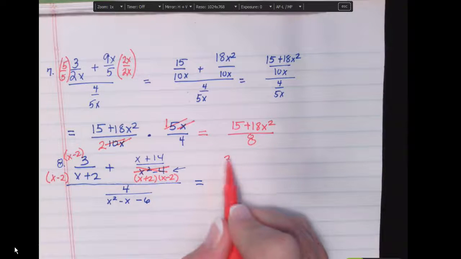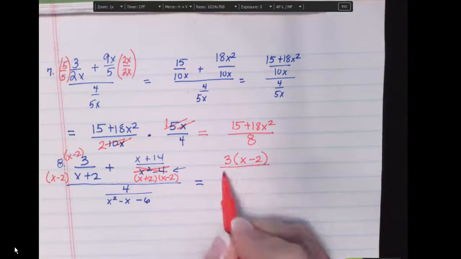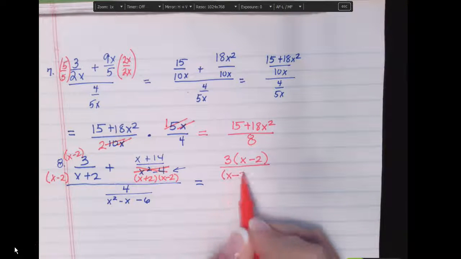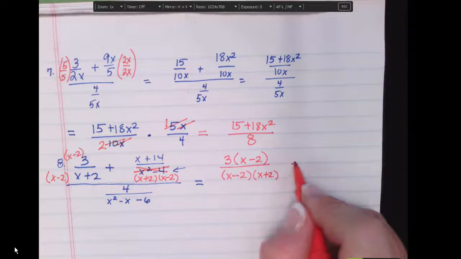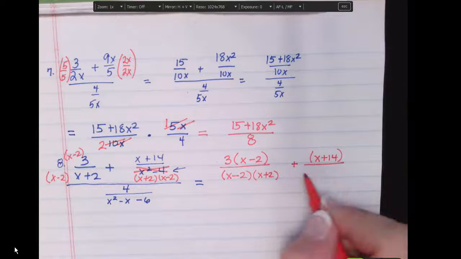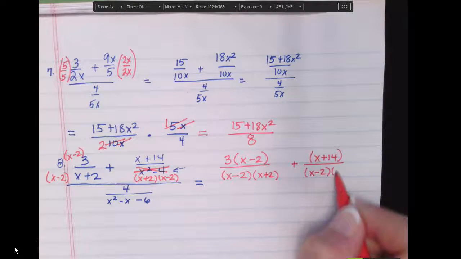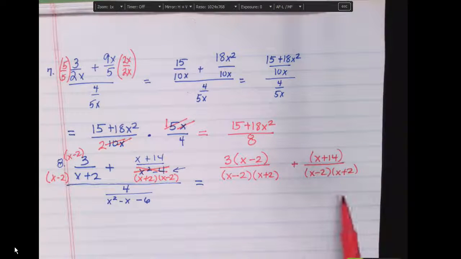So that all looks a little bit messy right now, so let me rewrite it as 3 times the quantity x minus 2 over x minus 2, x plus 2, plus x plus 14, and then all of that is over x minus 2, x plus 2, and the order that I write those doesn't really matter.